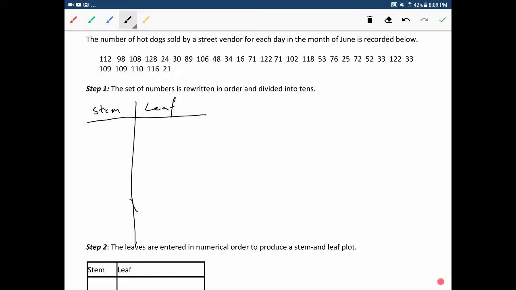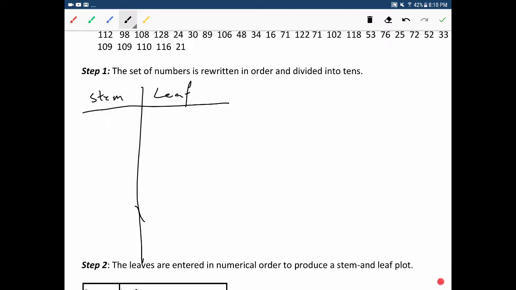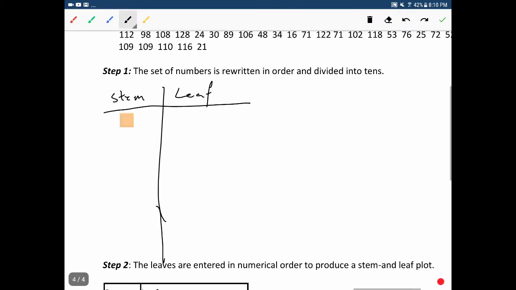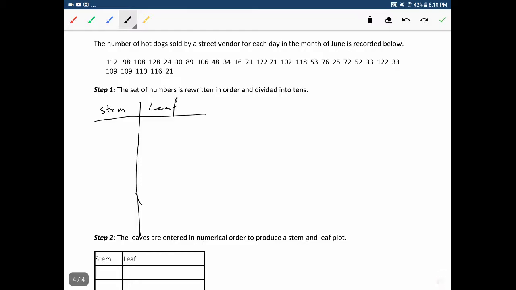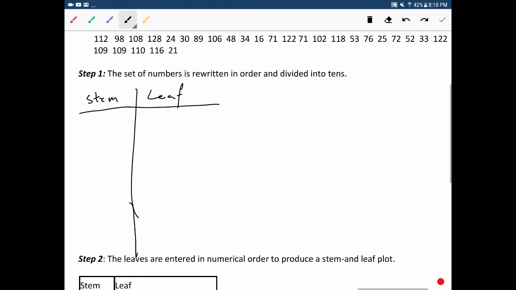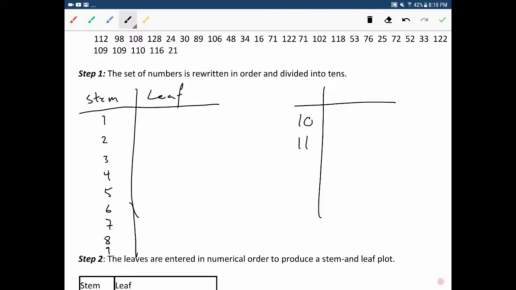So your stem is the tens digit. Our first stem would be 0, and I don't think there are any zeros in this one, so I'm not even going to do that one. You'd write the 0 if there were anything smaller than 10. There isn't, so I can ignore that one. And so I'm going to have 1, 2, 3, 4, 5, 6, 7, 8, 9. I ran out of room, so I'll pick up over here. 10, 11, 12. Even though it's the tens digit, you can go past the nines, because if you have 100, it's going to have a tens digit of 10.